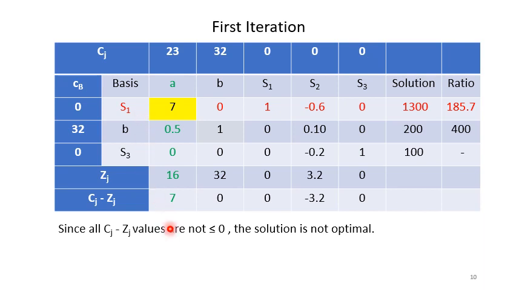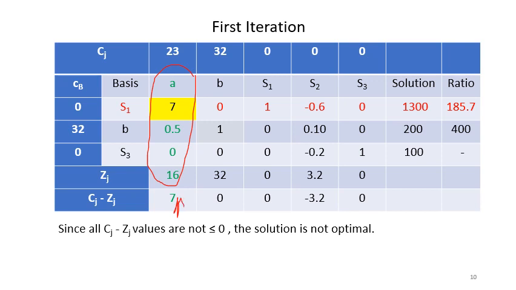So what you have to do now is, there is no tie here, directly this 7, that's why it's indicated in green here, which means this particular column becomes the key column. This is the key column now.